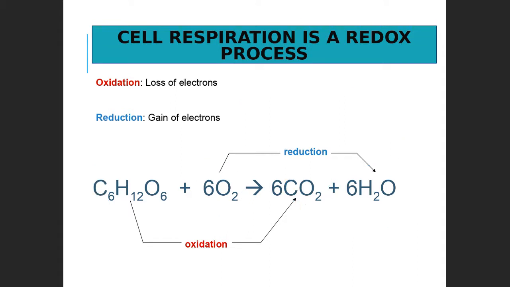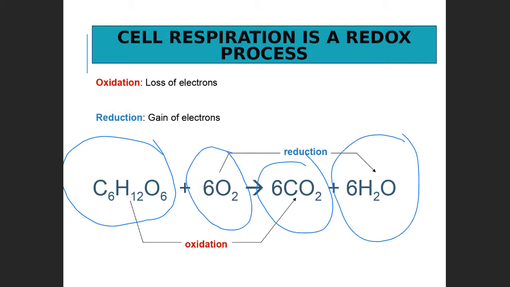So I repeat it. C6H12O6 is going to be oxidized to CO2, and the oxygen will be reduced to H2O. When a big molecule becomes small, it is oxidized because it loses electrons. And oxygen is going to gain electrons to become water. So the electrons are going to go from high energy down to low energy.